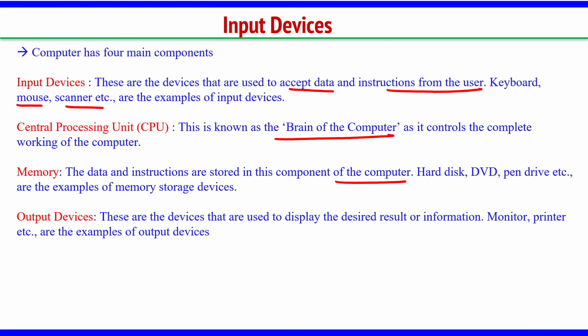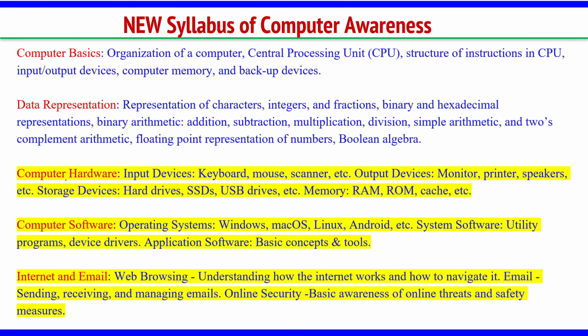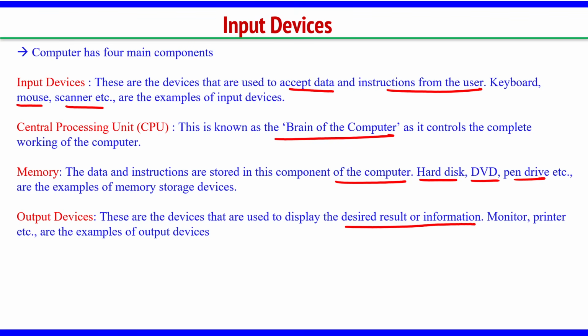In the computer we have a memory component where all the data as well as the instructions are stored. Some of the examples include hard disk, DVD, pen drive. Output devices are devices that are used to display the desired result or information. Examples include monitor, printer, etc. So, in the added syllabus, computer hardware is being covered. In that we are covering input devices, output devices and storage devices as well as memory. So, these four we are going to cover in the hardware part.